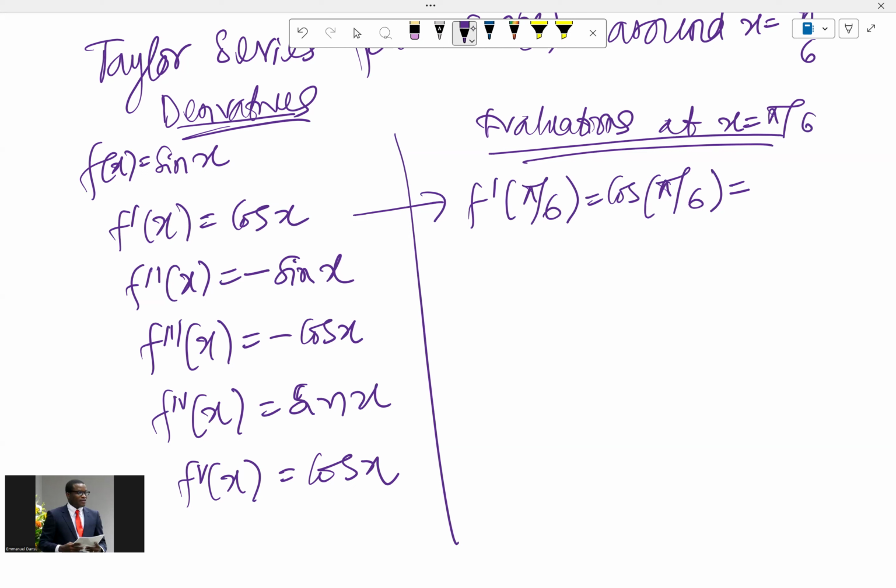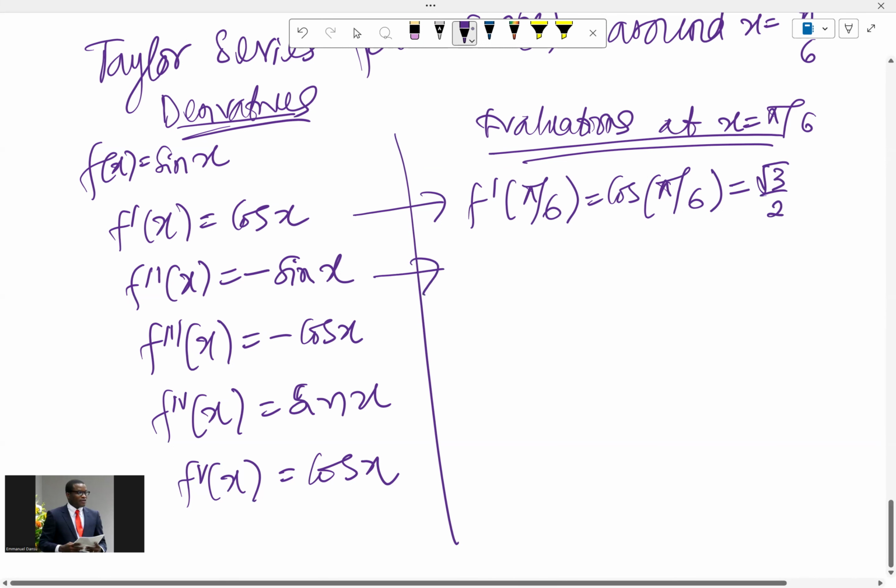So cos pi over 6. I want to be very sure so I don't make a mistake. Yeah, so cos pi over 6 is root 3 over 2. Yeah, root 3 over 2. So it's root 3 over 2.